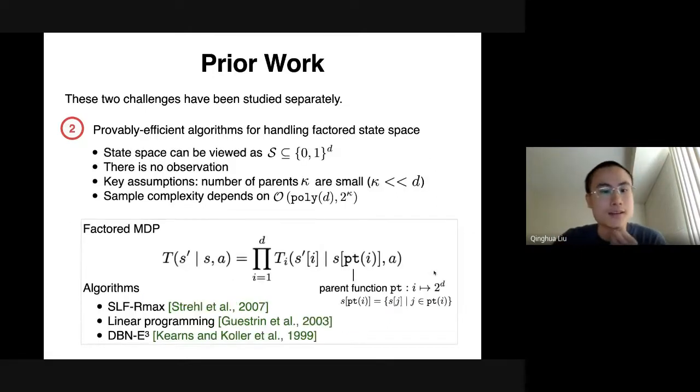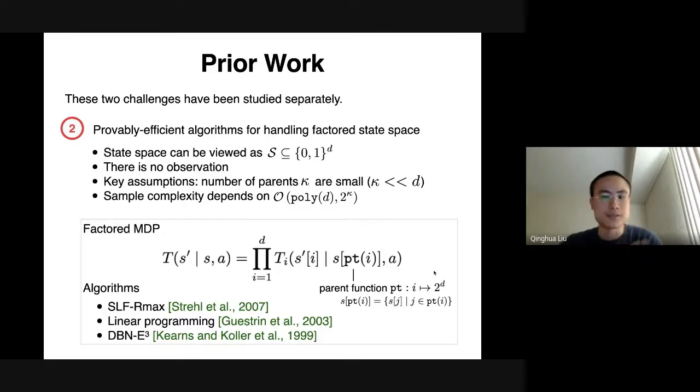In block MDPs, the latent state space is relatively small, and different latent states cannot emit the same observation. The second line of works focuses on problems with factored state space. This is known as factored MDPs. In factored MDPs, the latent state can be encoded as a d-dimensional vector, which means the latent state space can be exponentially large. But this setting doesn't deal with partial observability, so all states are directly observable to the agent.